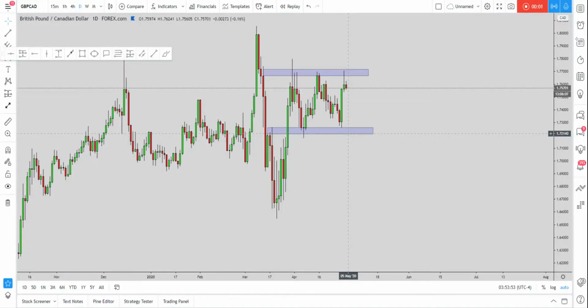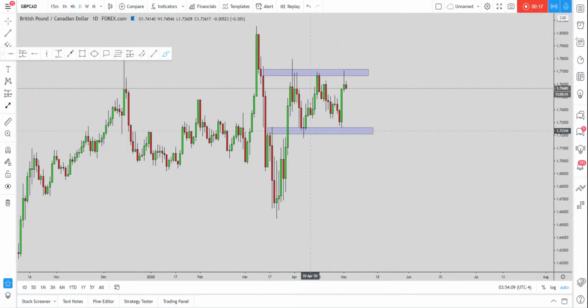Okay, so let's see what kind of situation we have on GBP CAD. Now, from a daily perspective, what we can clearly see is that on this pair, the market is bounded in between this resistance and the support that we have at this level.